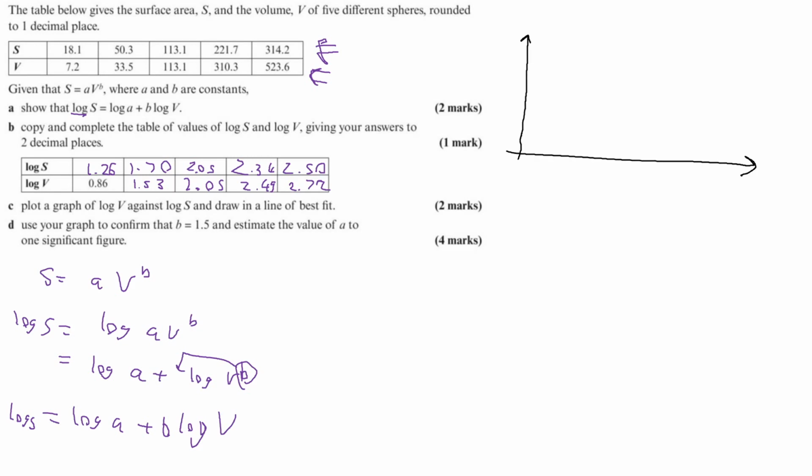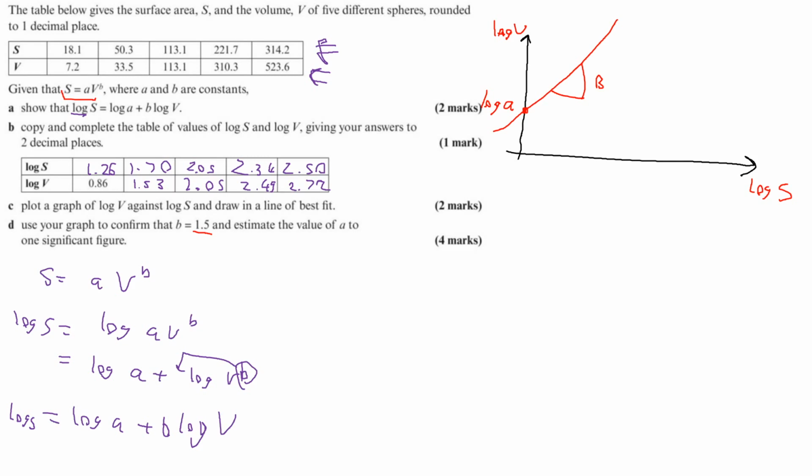So in my axis, we have log V, all right? And here is log S, okay? So it's actually in reverse to what they wrote here. Interesting. No worries. We know that it's going to look something like this, where this is log A, and we know that the gradient is B. Yeah? Speaking of B, use the graph to confirm that it's 1.5 and estimate a value for A.